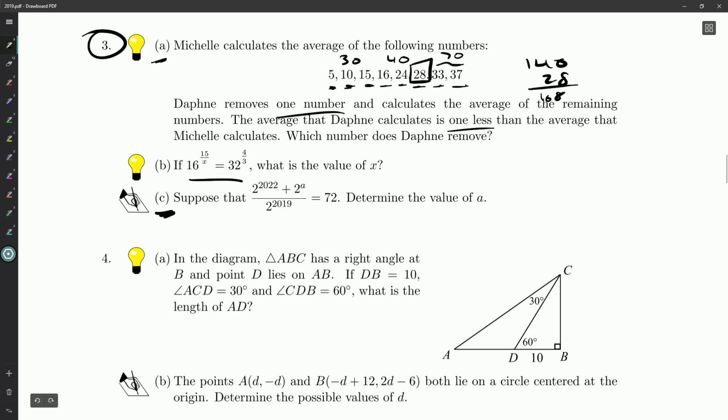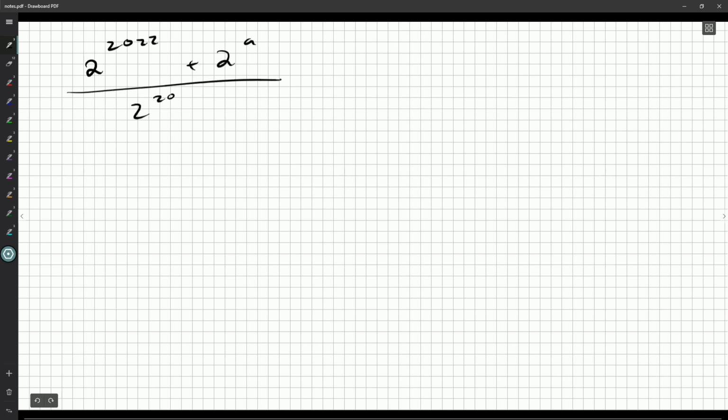And now C, our written portion for question 3. Suppose that 2 to the 2022 plus 2 to the A over 2 to the 2019 is 72. Determine the value of A. Okay. So they're focusing on powers of 2, not unlike the last question, so we're probably going to have to use some more exponent laws. Speaking of powers of 2, that 72 really catches my eye. It's not a power of 2, but it is 2 to the 3 times 9. We'll leave that as 9 there.